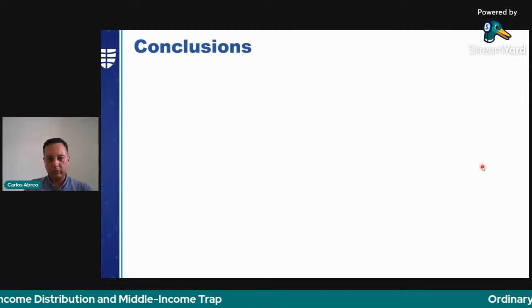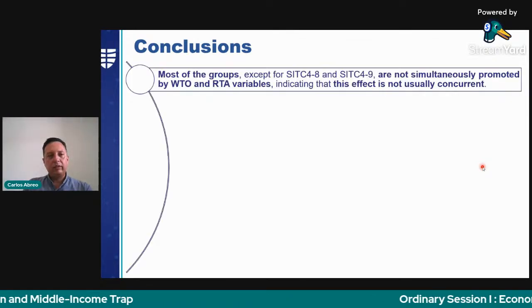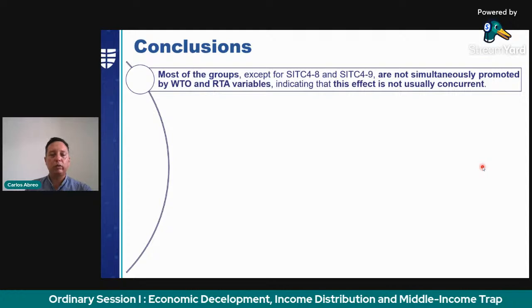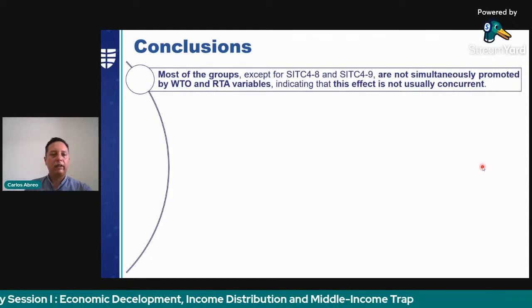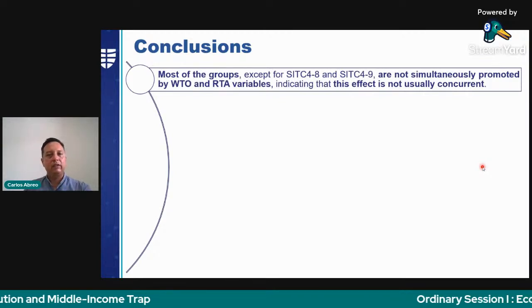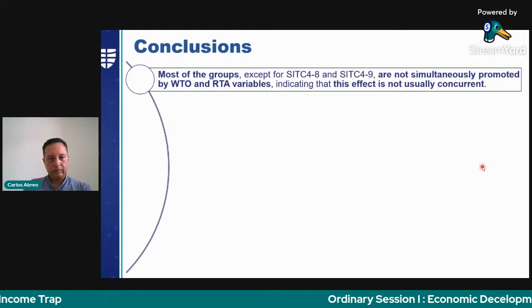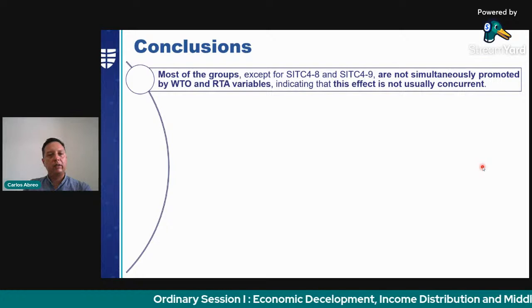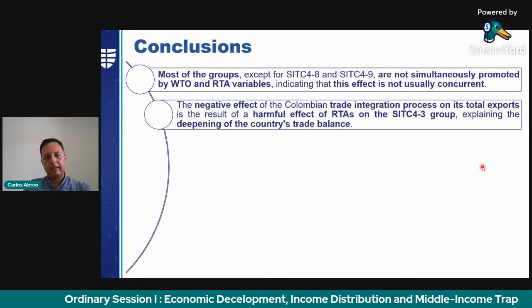Then some conclusions. Most of the groups, except group 8 and 9, are not simultaneously promoted by World Trade Organization variables and regional trade agreement variables, indicating that this effect is not concurrent. The effects are created by the World Trade Organization and regional trade agreement variables.